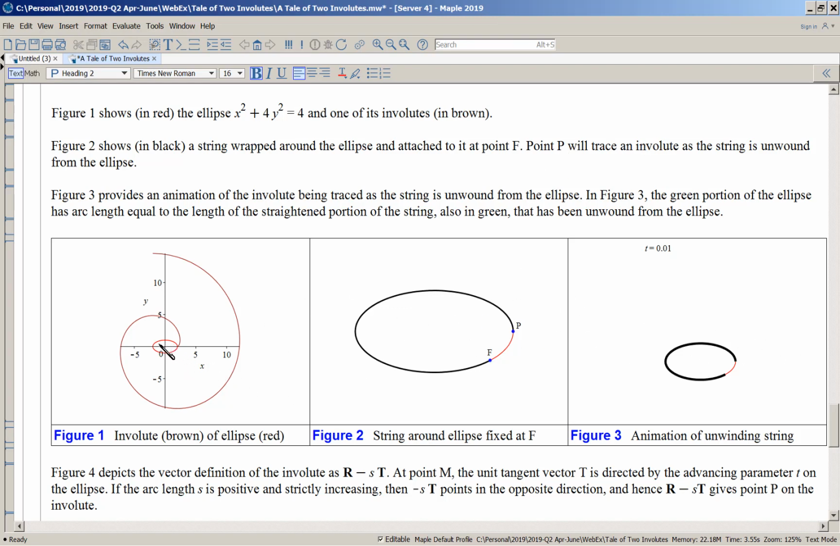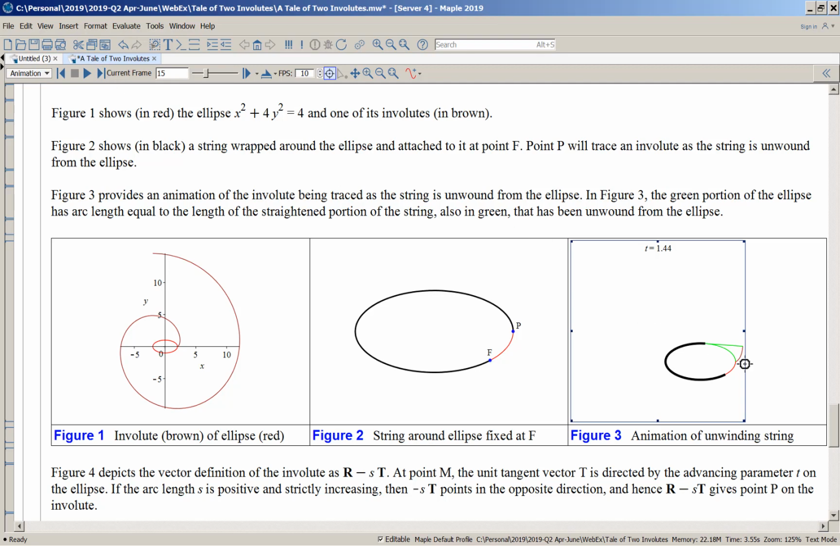Okay, here is the ellipse. This gold color curve is an involute. That's what it looks like. All right, what is this piece of string business? You take a piece of string and you wrap it around the ellipse. Here, F is where the string is fastened. P is where I'm going to put the pencil. And I unwind that string, keeping it taut. And so here is another animation. You'll unwind the string, keeping it taut.